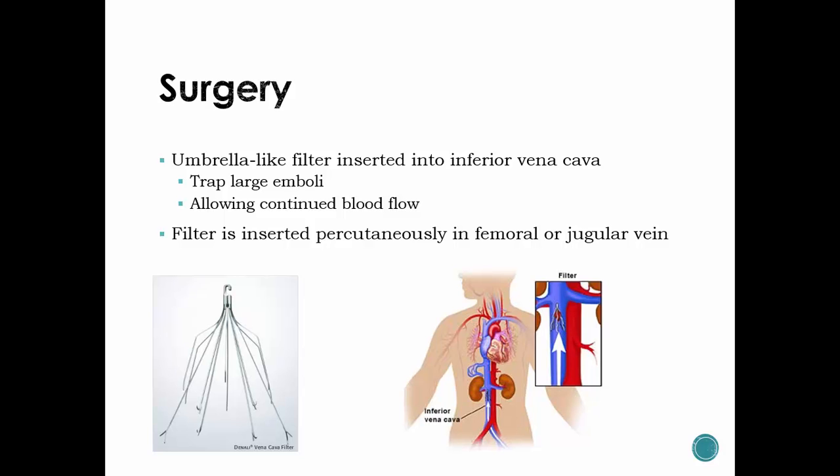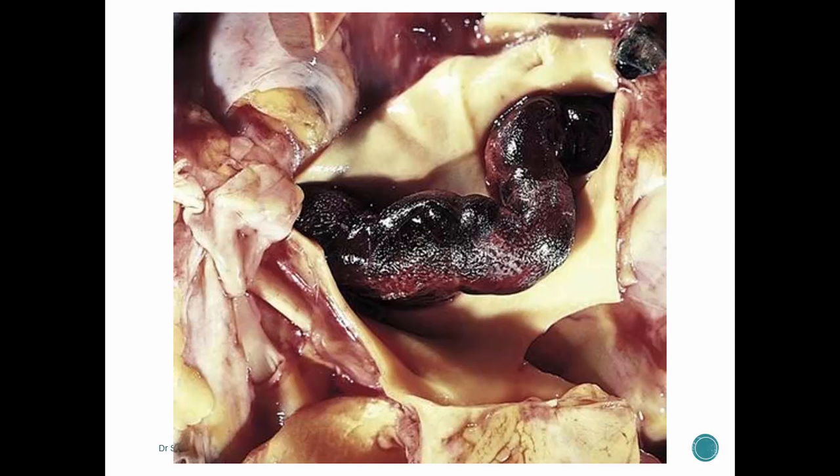These are a couple of pictures of your umbrella type filter. It's also known as a vena cava filter or a Greenfield filter. This is basically what it looks like, and this is where they put it in the inferior vena cava so it can trap those emboli and keep them from going into the pulmonary vascular system. This is a very large emboli from the femoral vein, and they took it out from the main left and right pulmonary arteries. This was a very large one that had to be removed.